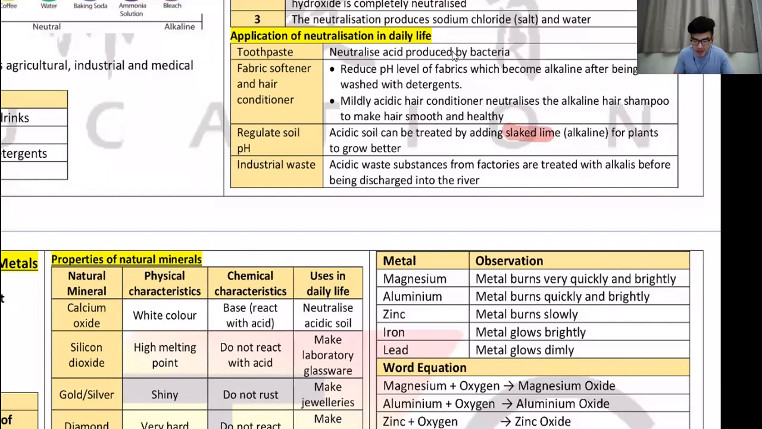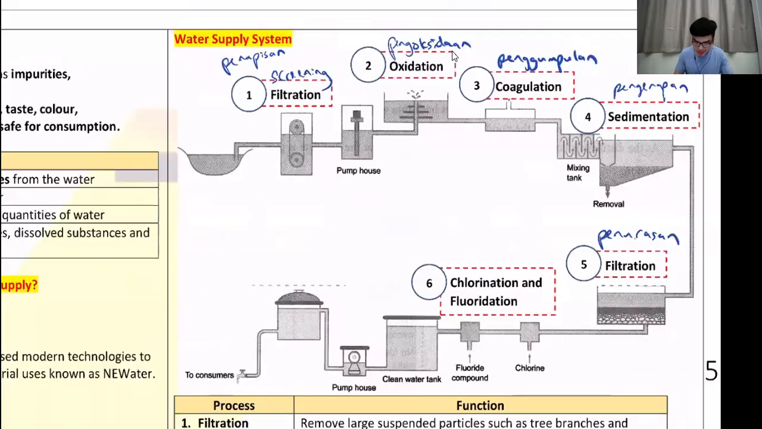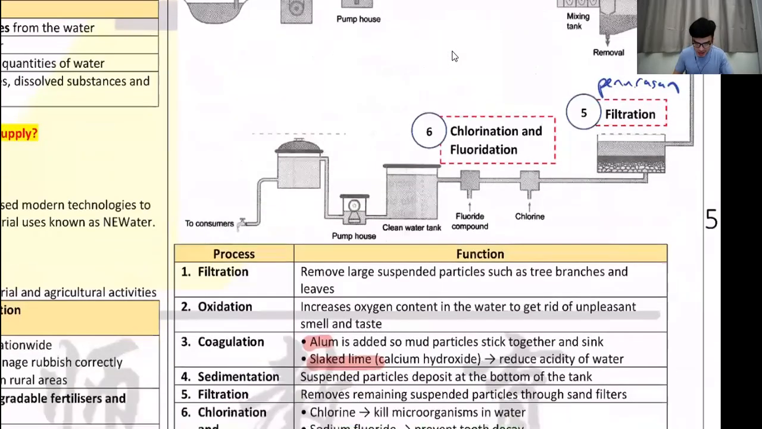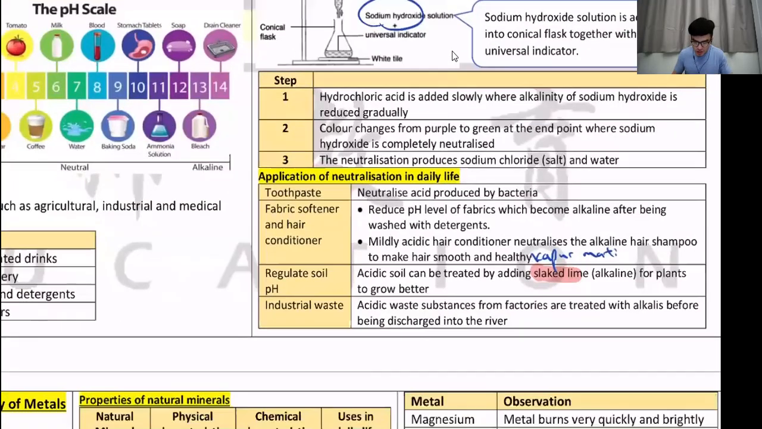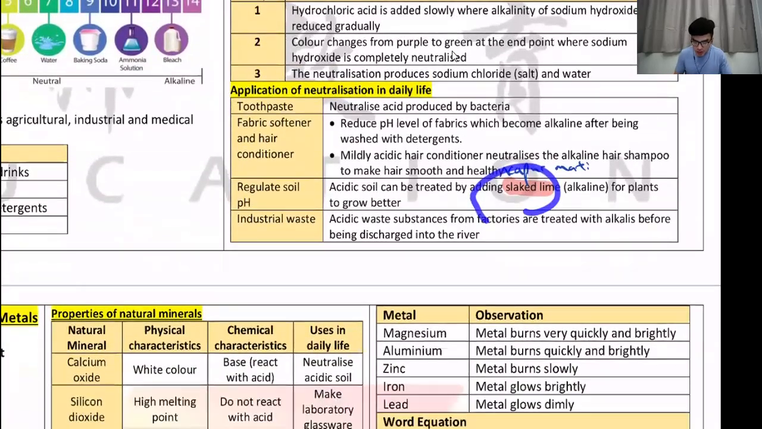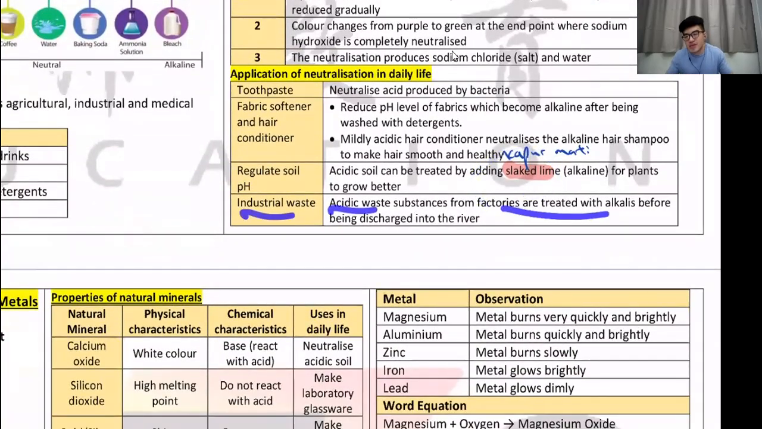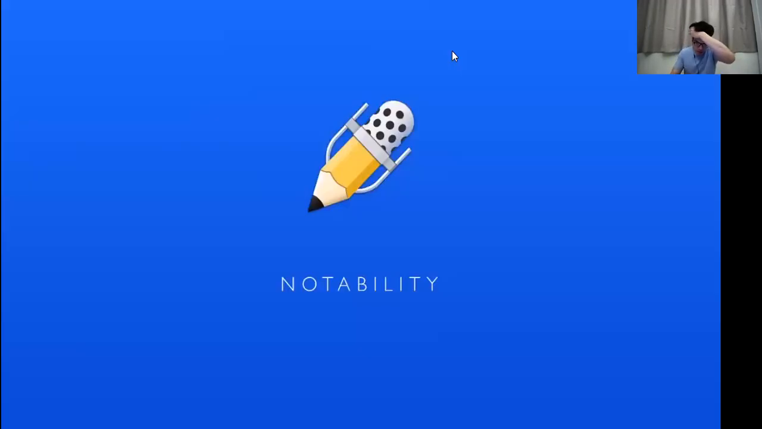This is called Kapur Mati. I think we learned this last week also in your neutralization of water, the treatment of water. Go back there. There you see you add slake lime here, in coagulation, to neutralize water. Same thing here. If your soil is acidic, you use this to neutralize your soil. Industrial acidic waste is neutralized with alkaline. Okay, simple. So let's go into our exercise.